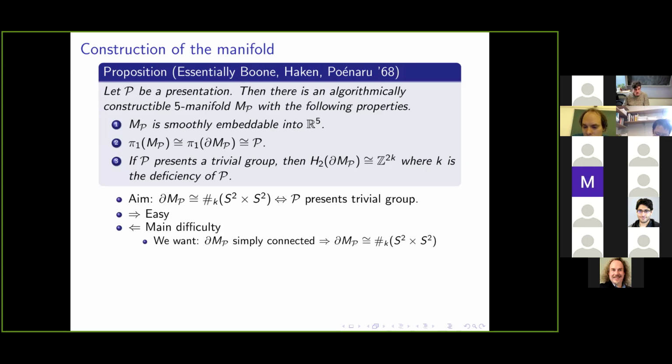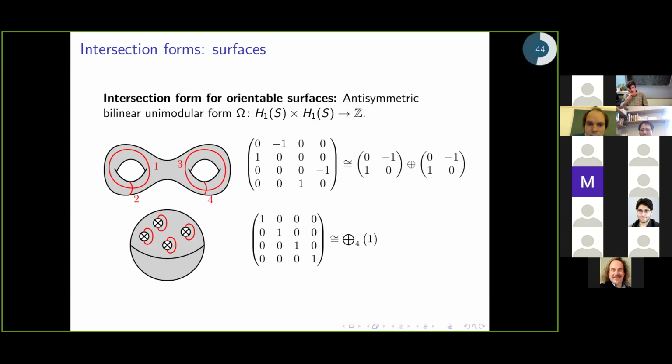So the main tool is to suitably employ the intersection form on four-manifolds. I just use this very simple slide for intersection forms on surfaces. This is standard, so I assume that most of the audience knows this, but let me briefly go through it. If we have an orientable surface, we can look at a basis of the homology. For example, for this double torus, I have a basis of the first homology given by the circles that you can see here.